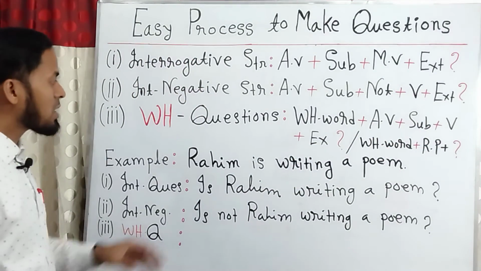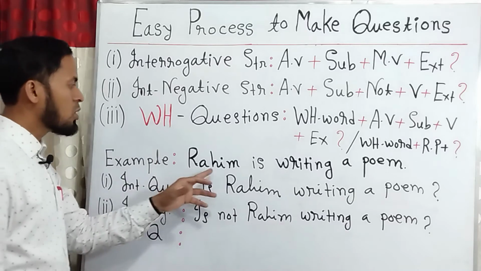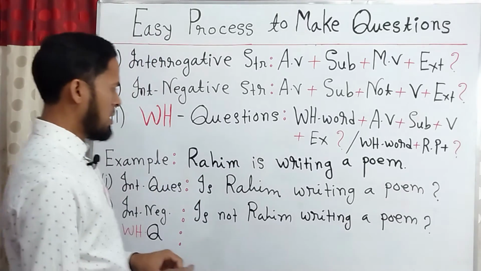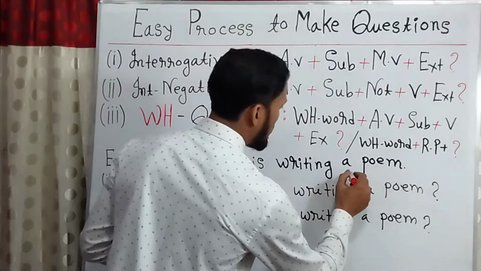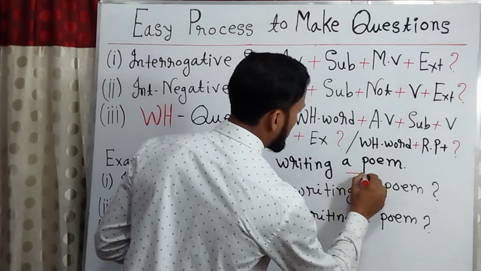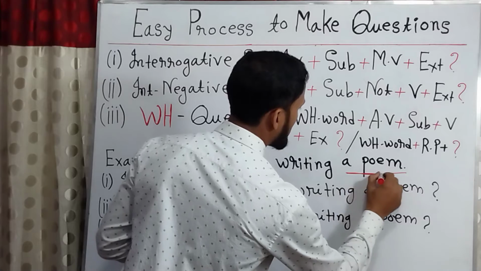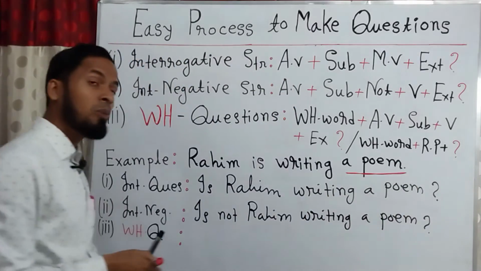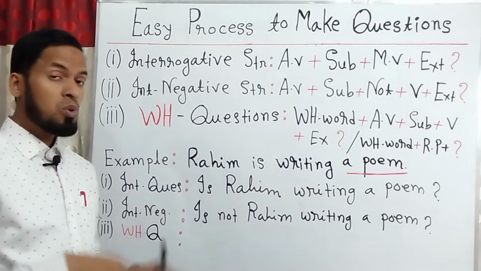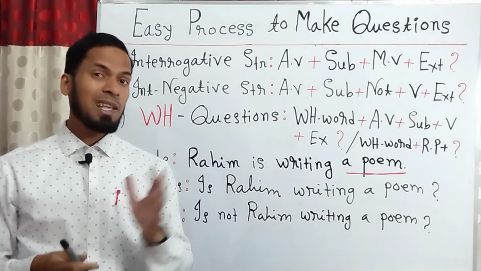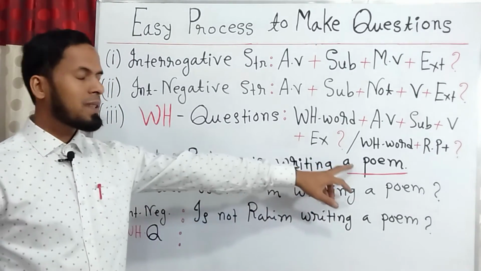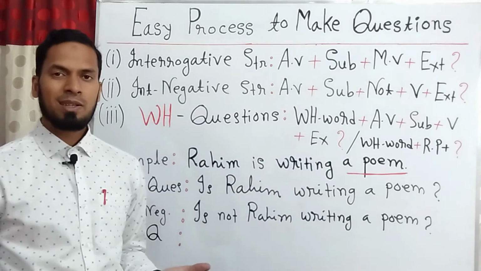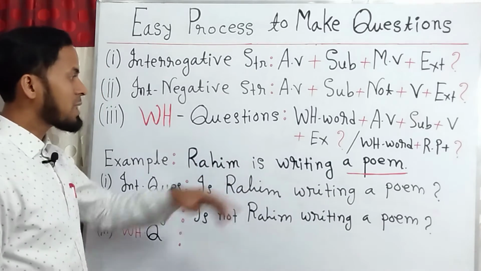So what can we do, or what can you do? Rahim is writing a poem. If we make questions, a poem, that means we want to make questions, a poem. Which word or which phrase is used to ask the question, and when we make questions of that time, that word or phrase will not be present in the question. So Rahim is writing a poem.